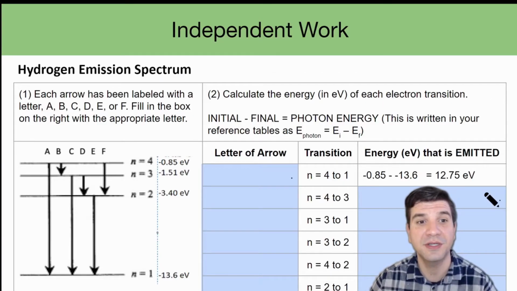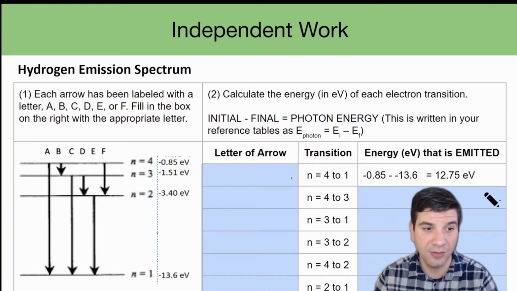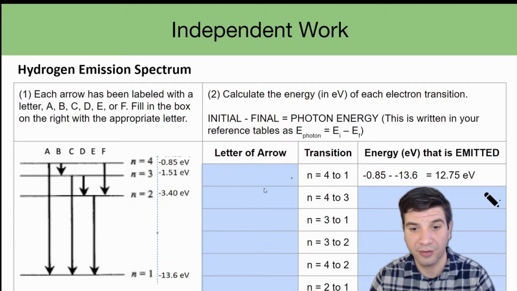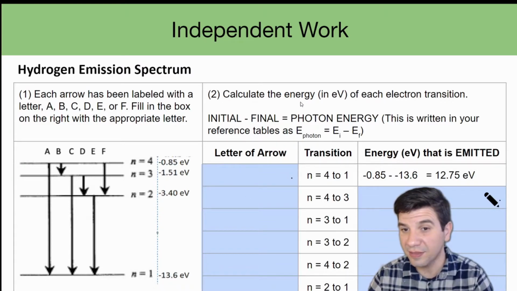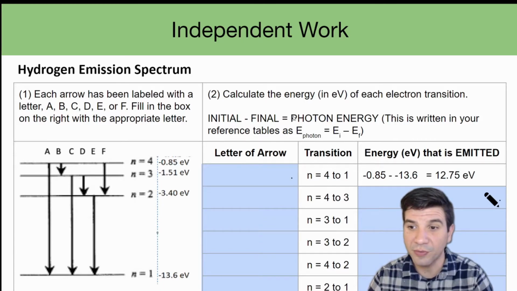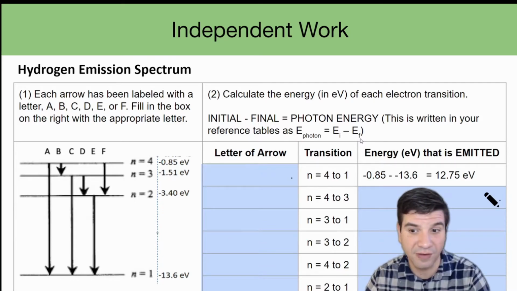All right, so hydrogen emission spectrum. 1. Each arrow has been labeled with a letter A, B, C, D, E, or F. Fill in the box on the right with the appropriate letter. So we've got to figure out which letters go here. 2. Calculate the energy in electron volts for each electron transition. Remember the formula: initial minus final equals the photon energy. This is written in your reference table as E photon equals Ei minus Ef. Now remember, we're going to be subtracting negative numbers here, and that's going to give us a positive.